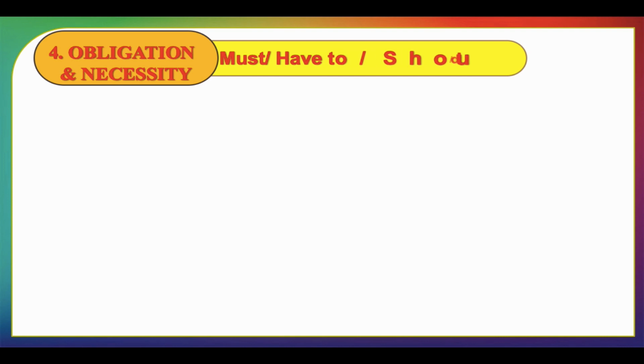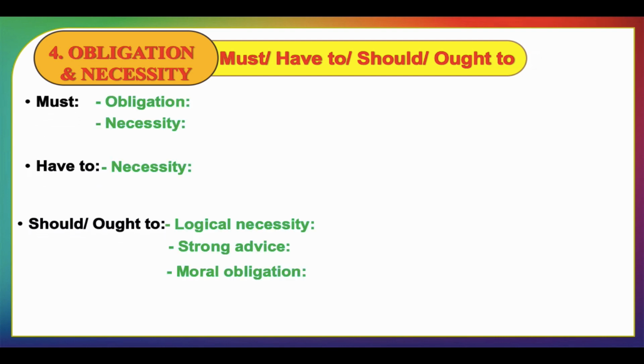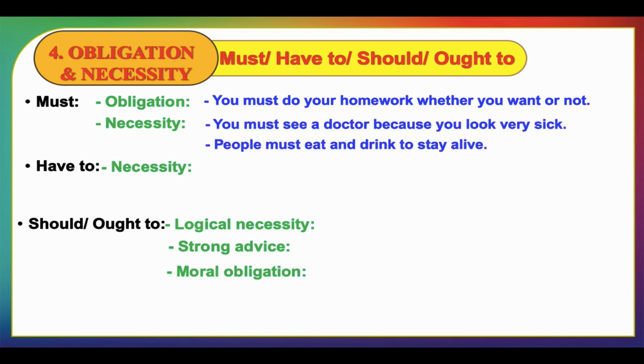Let's move to the other one. Obligation: must, have to, should, ought to. These modals can express obligation or necessity. Must has two uses. Obligation: you must do your homework whether you want to or not. Necessity: you must see a doctor because you look very sick. People must eat and drink to stay alive. So necessity is something we need. It should be done at any cost.